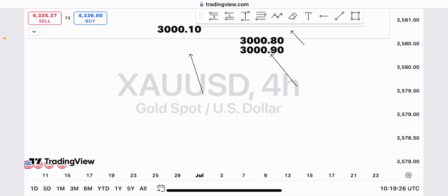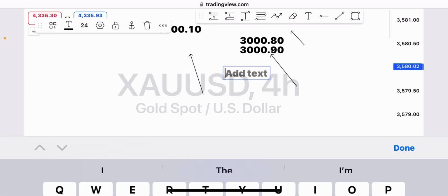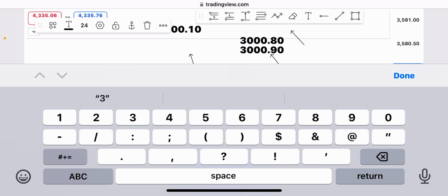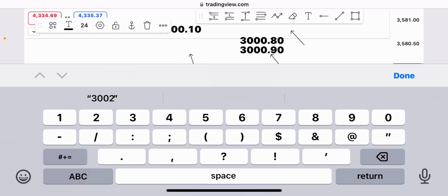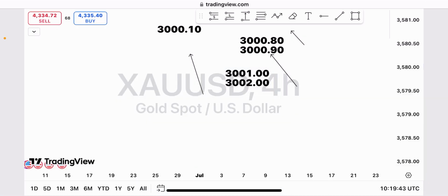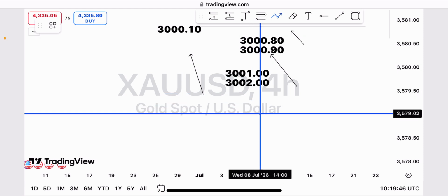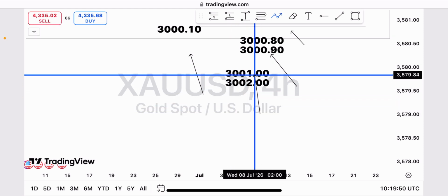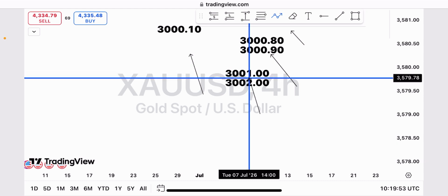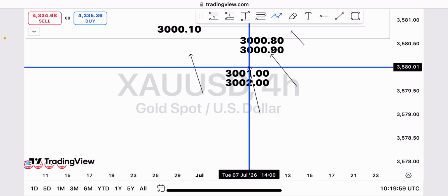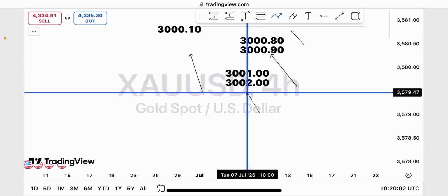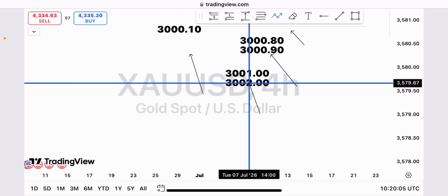Alright, let's proceed. We have 3001.00, 3002.00. This 3001.00 here is 10 pips. Remember, this is a pipette here, then 1 pip, 10 pips. Now it moves all the way to this one here, changes to 2. We have 20 pips. This is 20 pips.